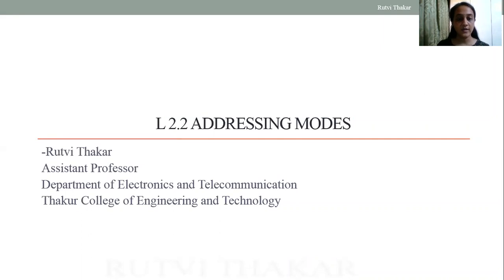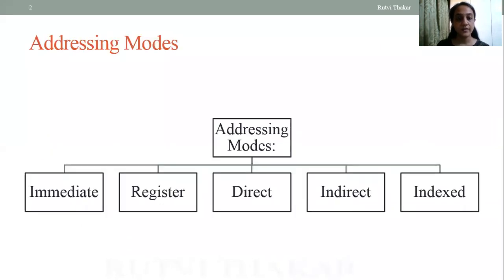Let's learn about the addressing modes of 8051. The addressing modes of 8051 are basically divided into 5 parts. First is the immediate addressing mode, second is register addressing mode, third is direct addressing mode, fourth is indirect addressing mode, and the fifth one is indexed addressing mode. Let's see in detail what the addressing modes are and how they are useful in the programming of 8051.